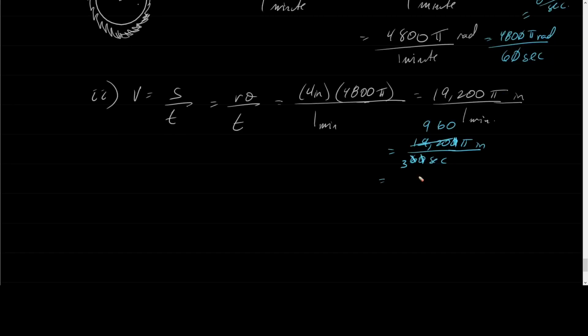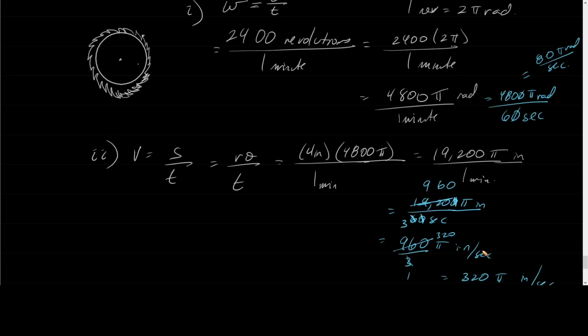But that's still reducible. Let me just write down what we have so far. We have 960 pi over 3, and we have it in inches per second. But 3 goes into itself once, and 2 goes into 960, 320 times. So what we have here is 320 pi inches per second. All right, so that's if we wanted things per second. In there, that is the end of 4.1.